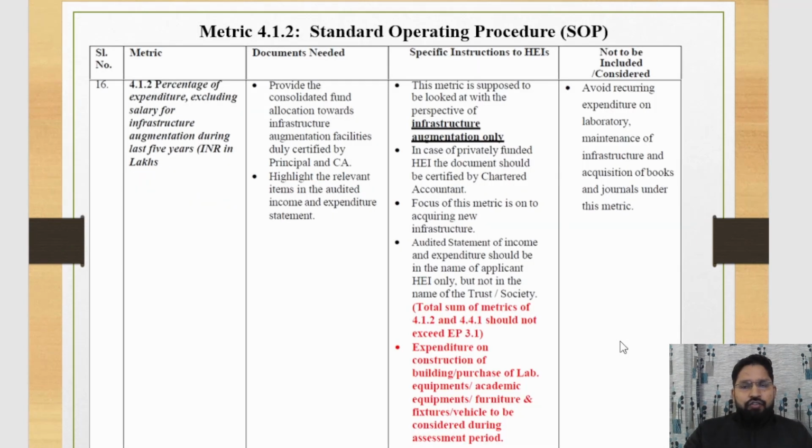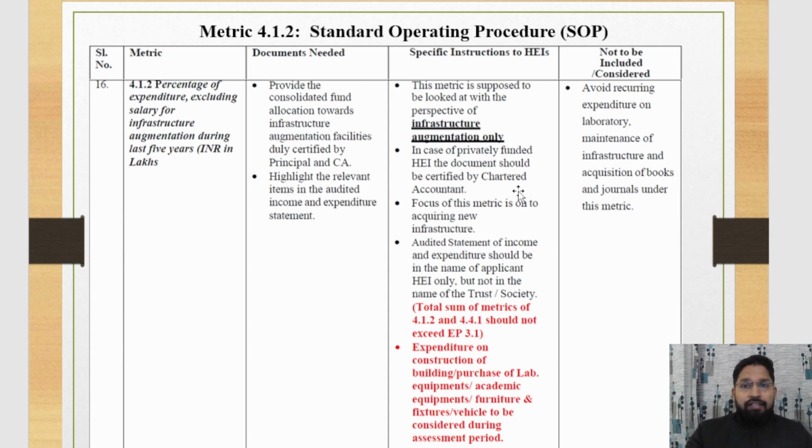Now we discuss the SOP of 4.1.2. In the SOP, document needed means which documents support this metric. First is the audit report with the CA signature, and the audit report should also reflect the expenditure that you mentioned in the template. In this template 4.1.2, you only mention infrastructure augmentation, meaning expenditure on the infrastructure you only mention in this table.